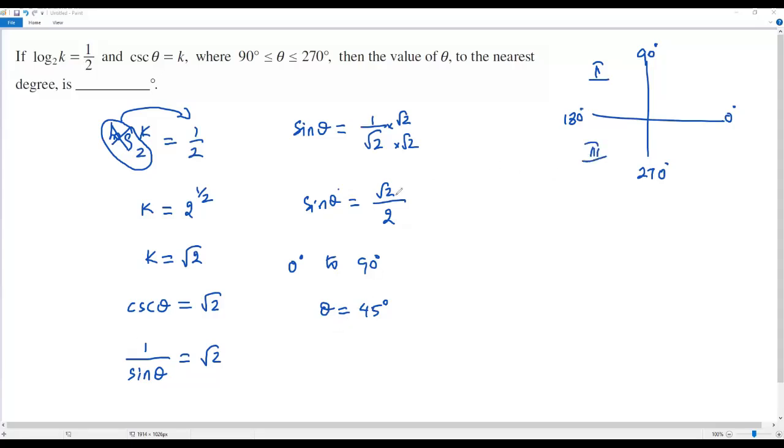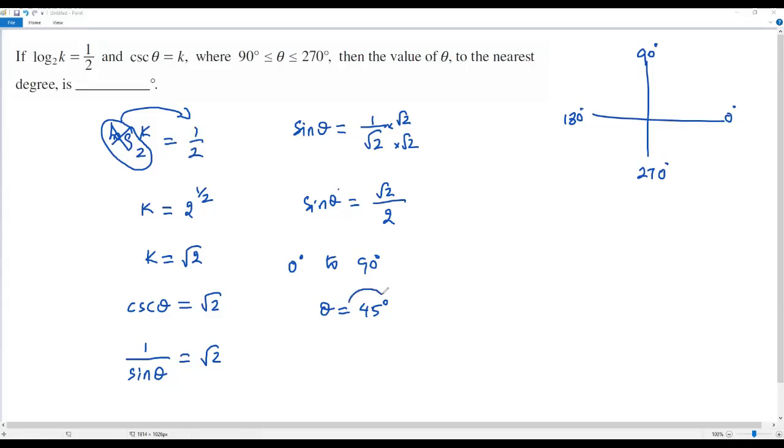Here the value of sine theta is the square root of 2 over 2, a positive value. Sine theta is positive in the first quadrant and the second quadrant. Only in these two quadrants is sine theta positive. In the third quadrant, sine theta is negative. So even though the given domain covers the third quadrant, we cannot consider it, because in the third quadrant sine theta becomes negative, but here we got a positive value for sine theta. That's why I have to consider only the second quadrant here.